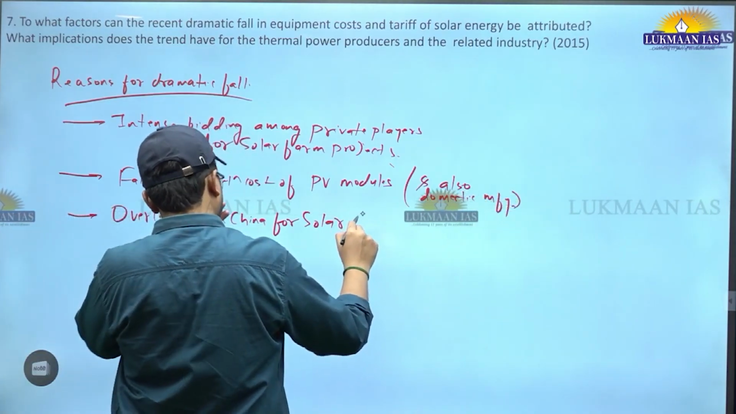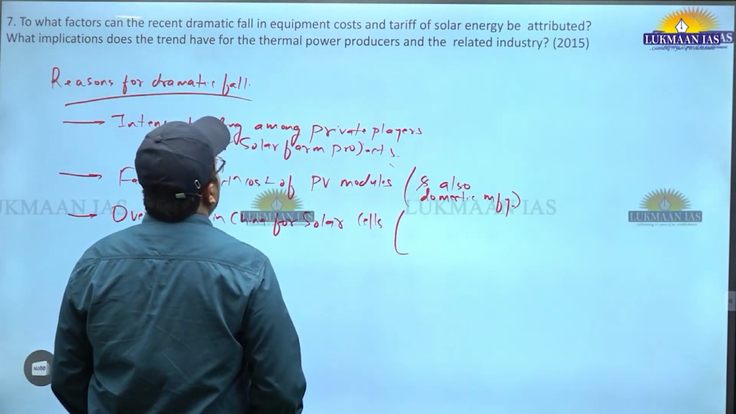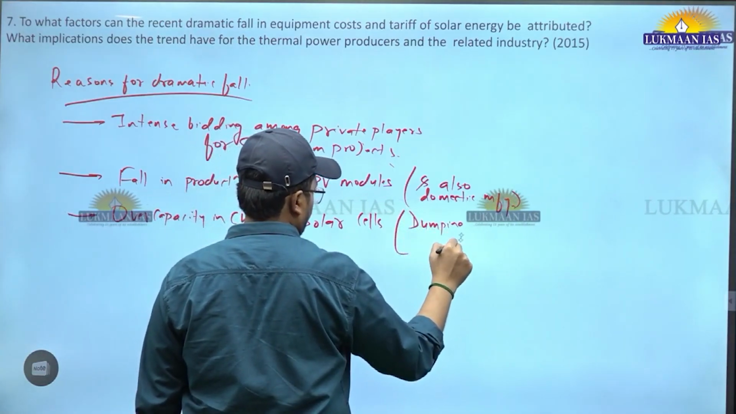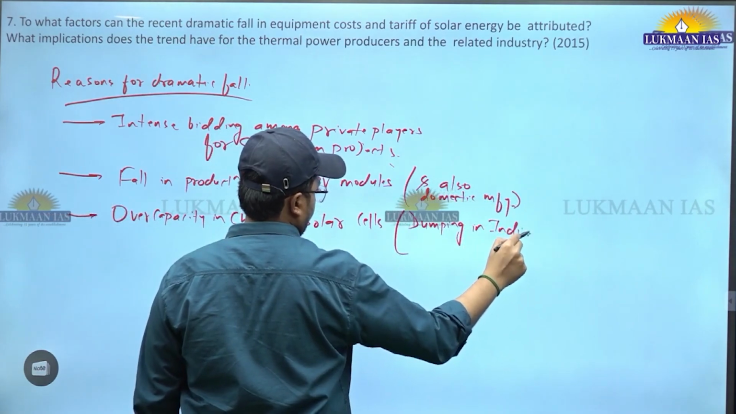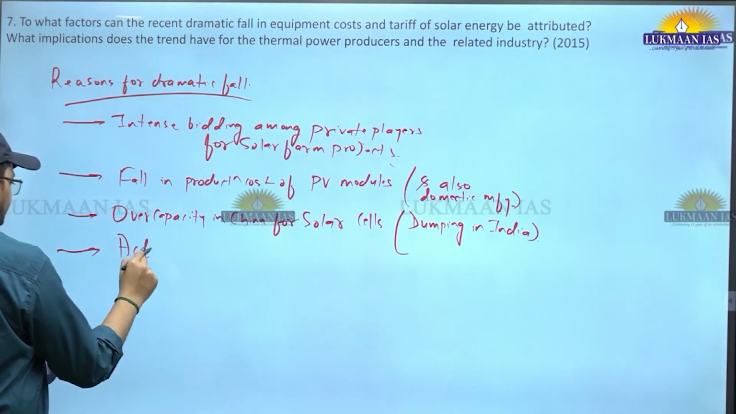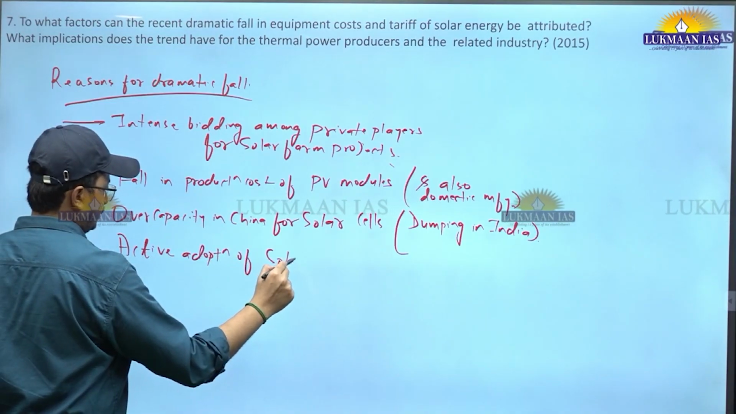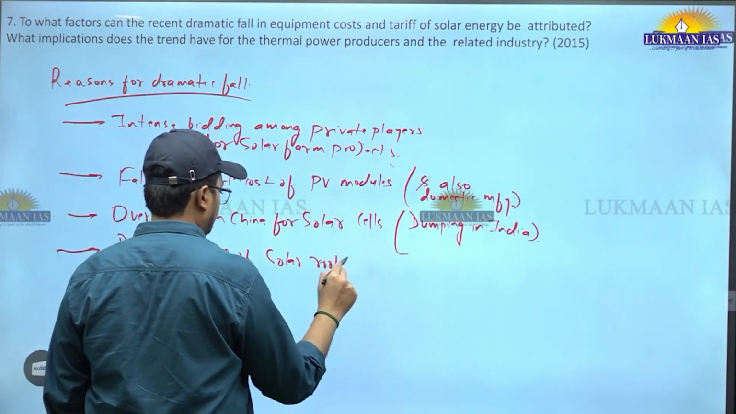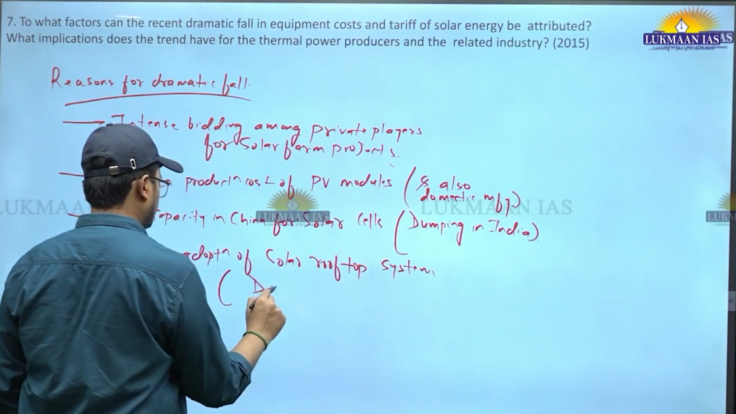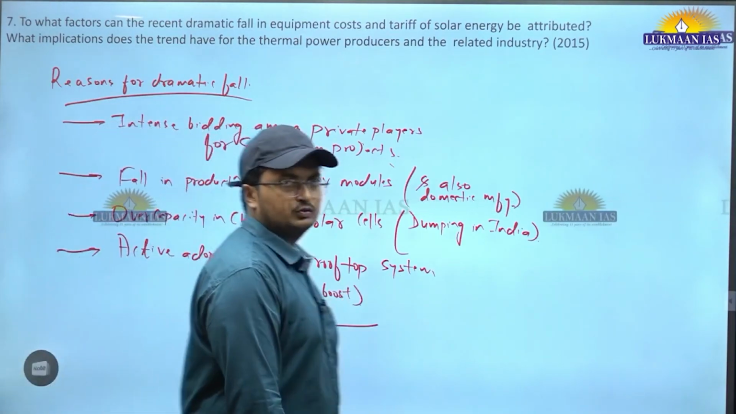Solar cells. So dumping in India. And fifth, active adoption of solar rooftop. So that is demand boost. So these are the factors.